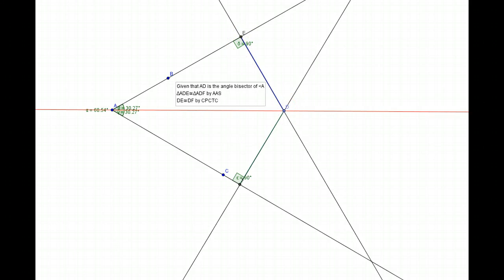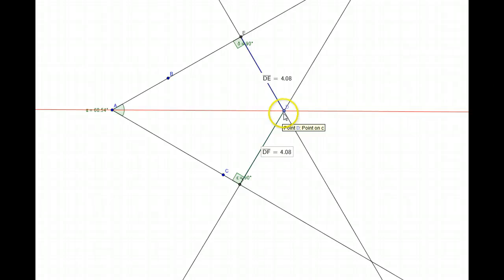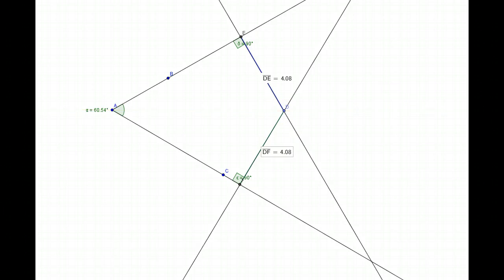But this only works if we know that AD is the angle bisector of angle A. What if we do not know that AD is the angle bisector of angle A? And let's switch it around. What if we just know that DE is congruent to DF? So let's start off with the fact that D is a point, and it doesn't have to necessarily be on the angle bisector, but D is a point such that the distance from D to one side of the angle is the same as the distance from D to the other side. In other words, D is equidistant from the two sides of the angle.